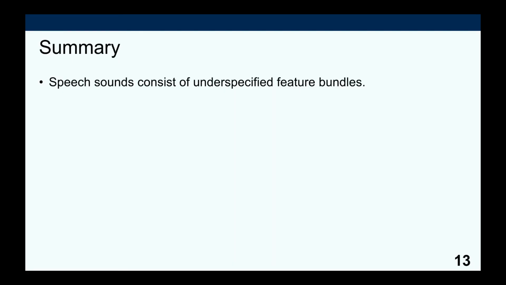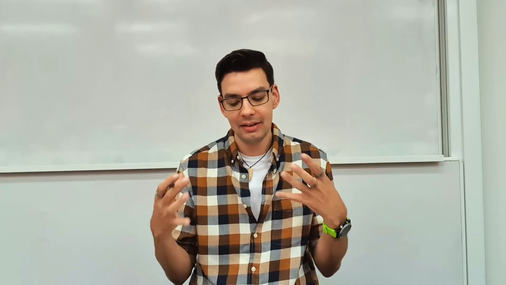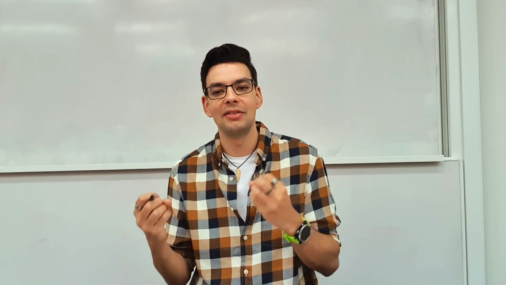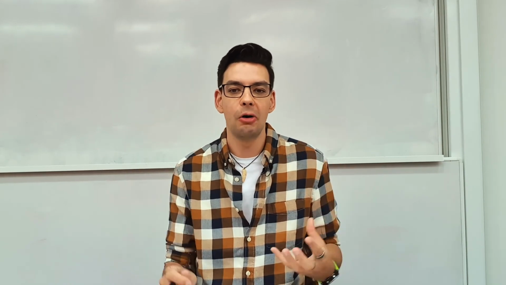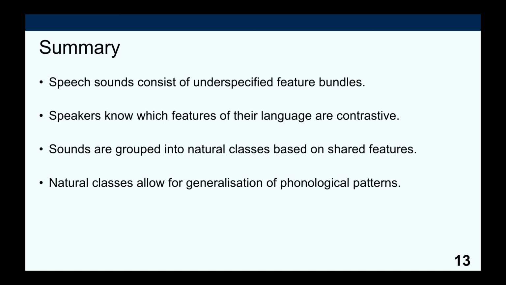We've seen that speech sounds consist of underspecified bundles of features. Specifically, speakers have knowledge of what features are important to make contrast in their language, what we've called distinctive features, and these are the features that are stored in the underspecified feature bundles in long-term memory. Sounds are grouped into natural classes based on the shared features that they have, and these natural classes are important to make generalizations about phonological patterns.